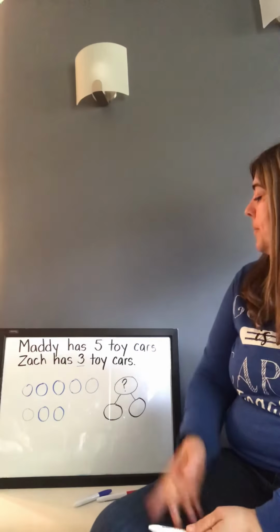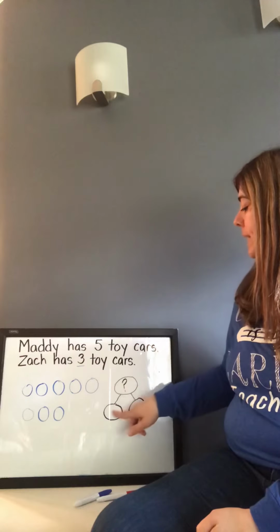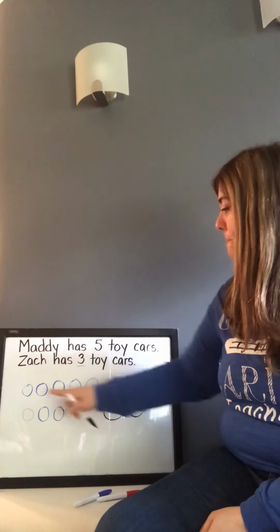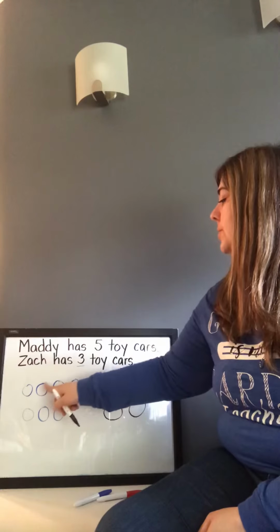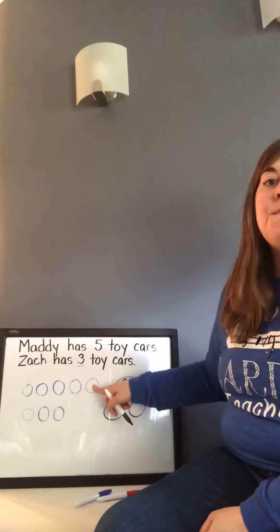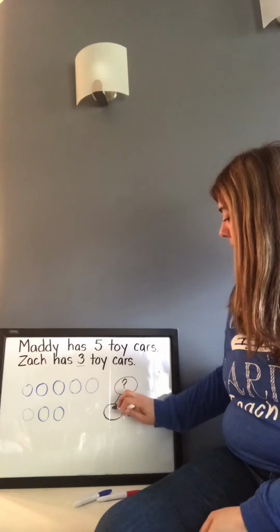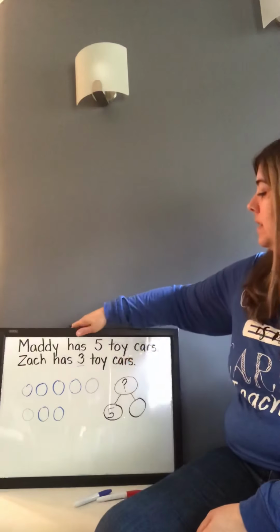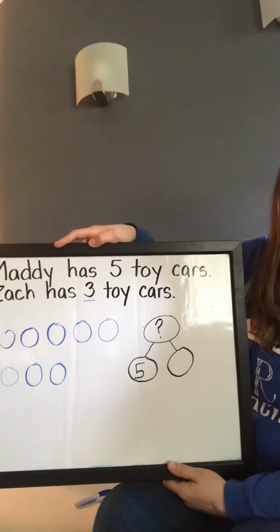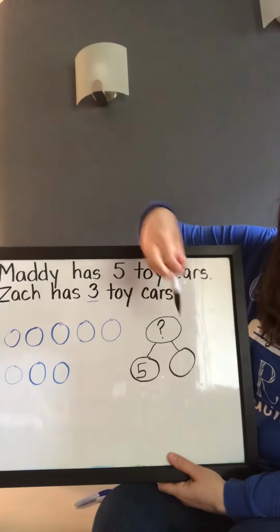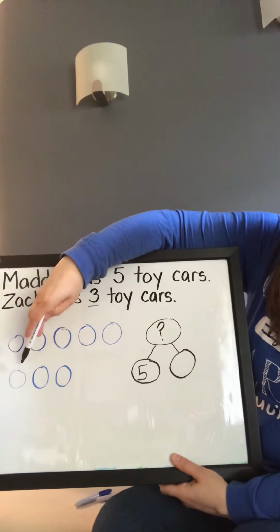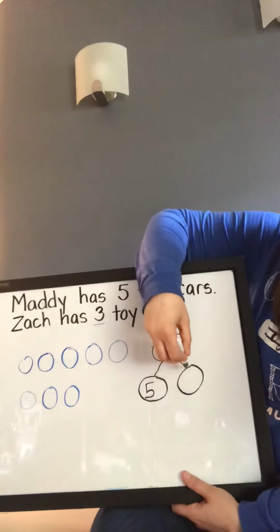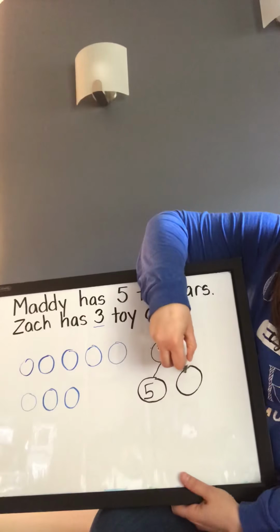Okay, now we need to figure out what our parts are. Well, this part is Maddie's part. So we have 1, 2, 3, 4, 5 for Maddie's part. So go ahead and write your 5 in there. And we need Zachary's part in this one. So he has, count with me, 1, 2, 3. So our other part is 3.